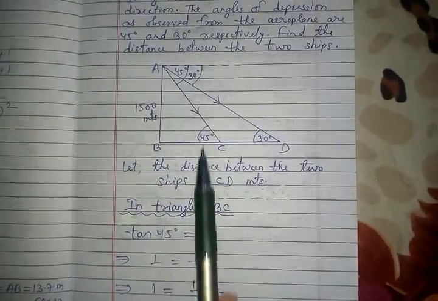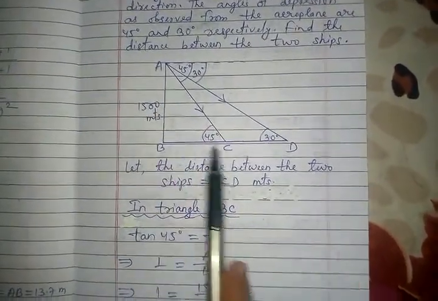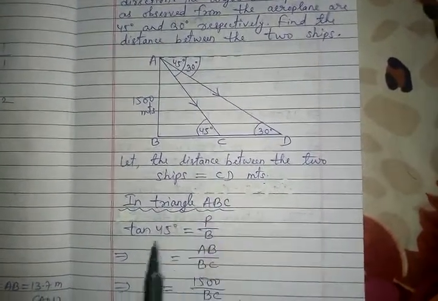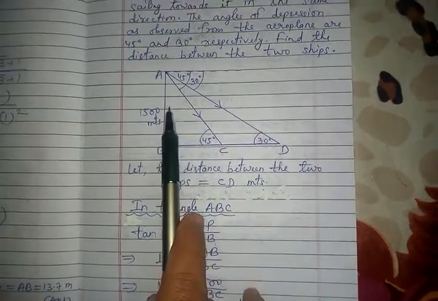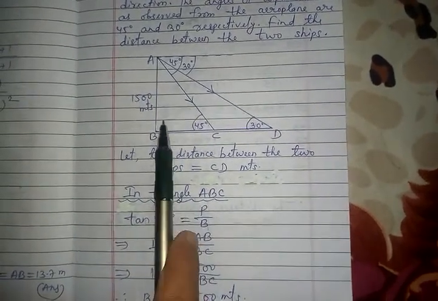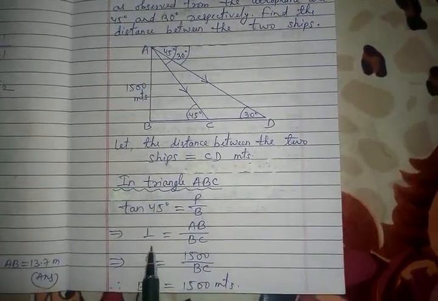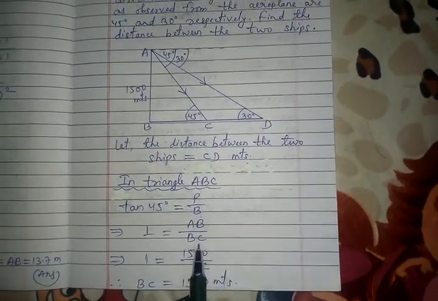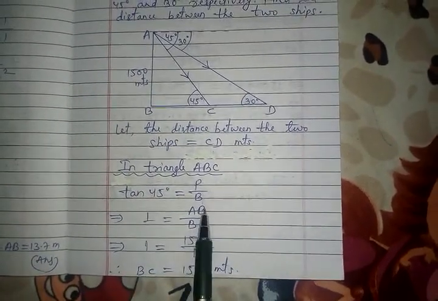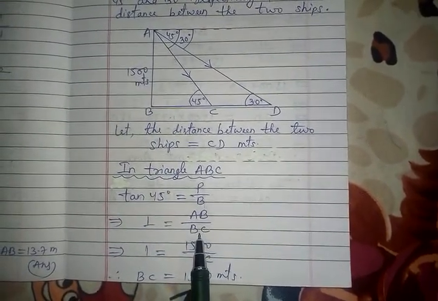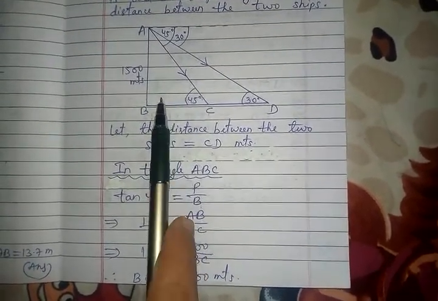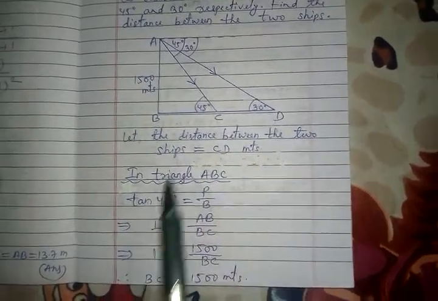Now in triangle ABC, the first triangle I take is triangle ABC. As in triangle ABC, 45 degrees is the acute angle, tan 45 equals perpendicular by base. Perpendicular is AB and base is BC. So tan 45 is 1, equals AB by BC. Here AB is 1500 meter, and BC is unknown. So we will find the value of BC, whereas my question is to find CD. But this BC will help us to find the value of CD.